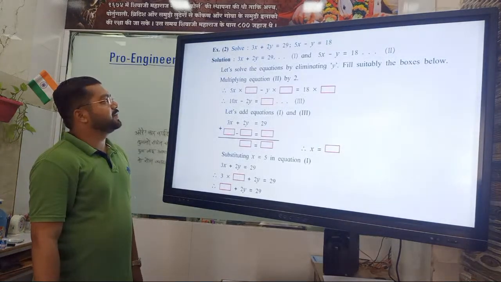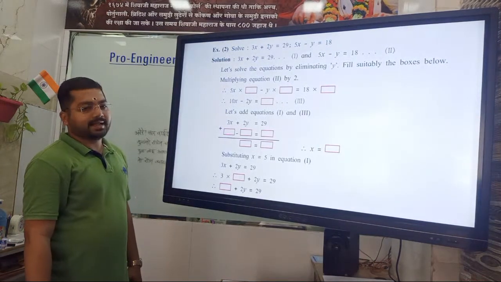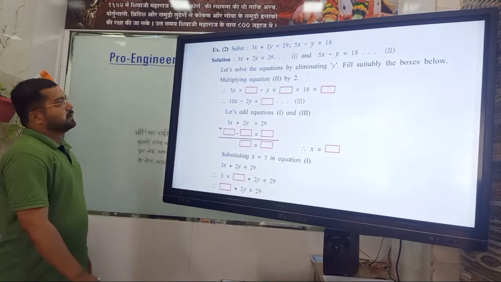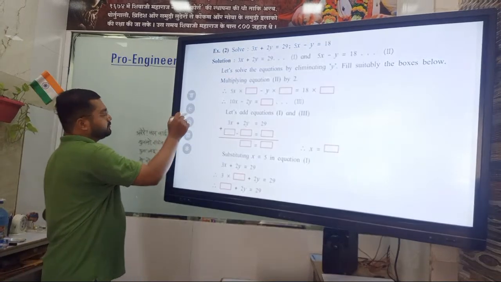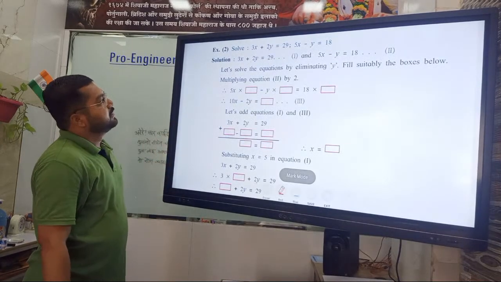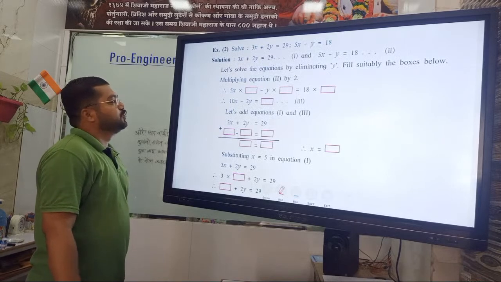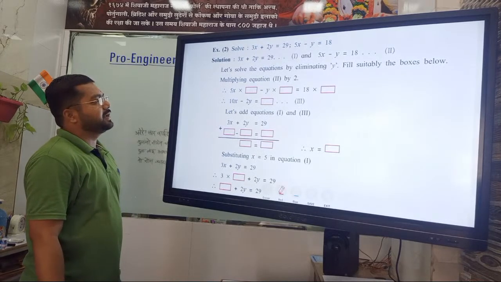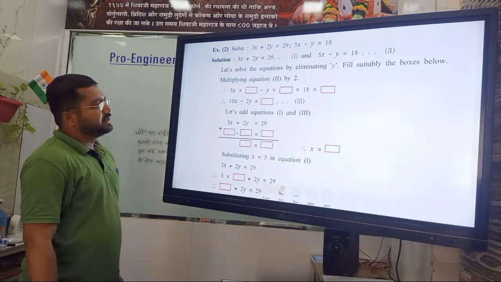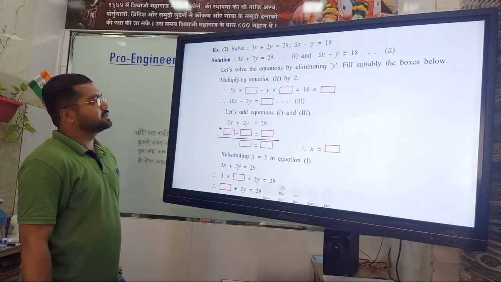Solve 3x plus 2y equals 29, 5x minus y is 18. So here they have given this activity to solve. 3x plus 2y is 29 and 5x minus y is 18. Let's solve the equation by eliminating y. Fill suitably the boxes below.